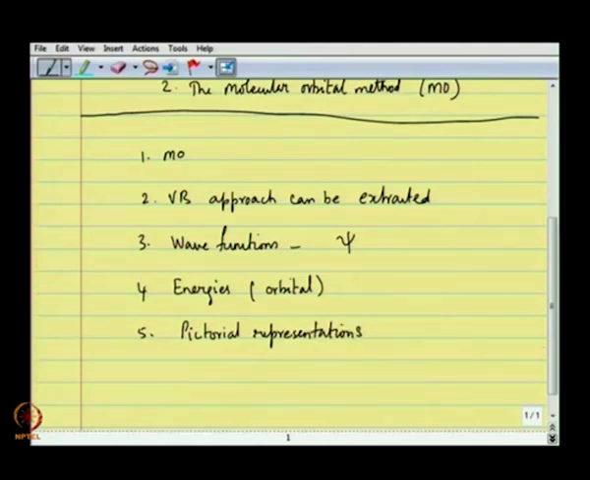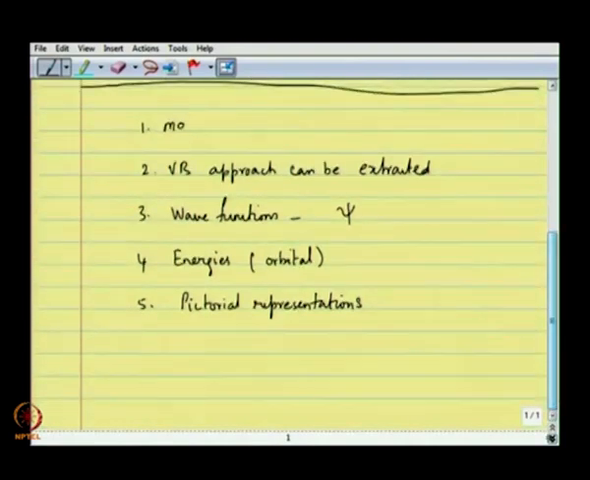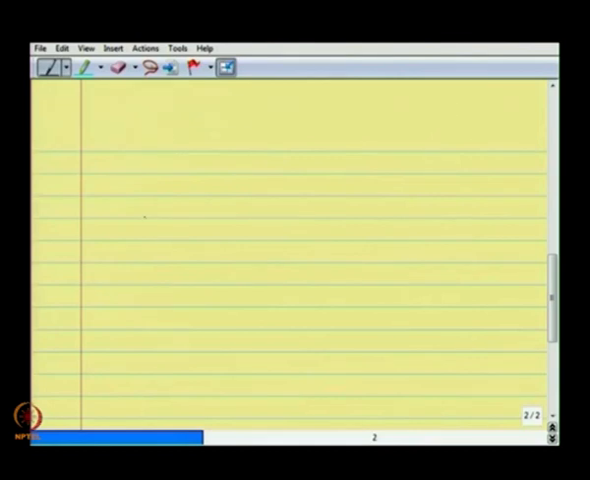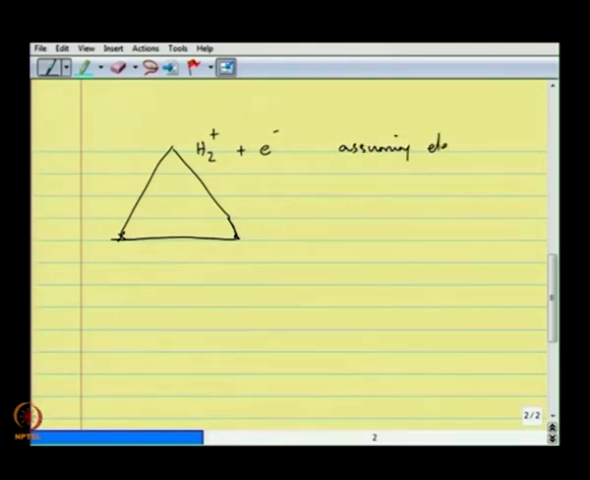Okay. So let us start with the MO approach by first considering the hydrogen molecule as the hydrogen molecule ion, H2 plus, plus an electron, assuming that the electron repulsion is minimal.